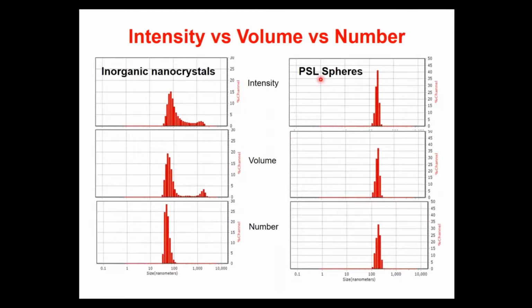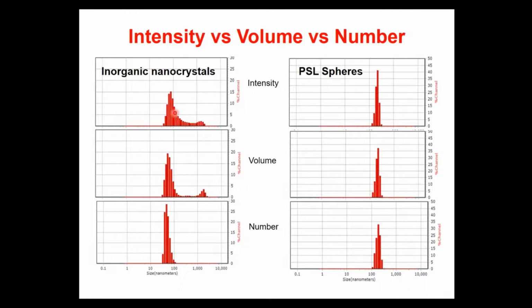Going from intensity to volume to number is a function that can be done with the click of a button on most commercial DLS systems. And you'll notice if you have a nice monodisperse sample, here's the PSL calibration sizing standard, we would expect that to be very narrow and well-defined. There really isn't much difference in the particle mode and mean given by each of these representations.